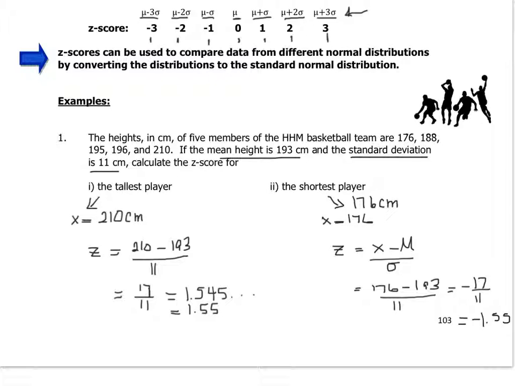So the positive z-score for the tallest player indicates that that's 1.55 standard deviations above the mean value, and the shortest player has a negative z-score, which means that's 1.55 standard deviations below the mean.